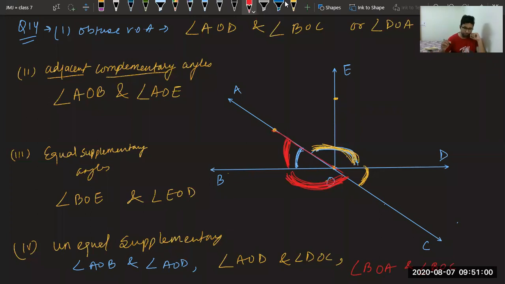Sir, angle EOD is adjacent complementary. Angle EOD? No, beta. It is not adjacent because it is a single angle. To be adjacent, you should have two angles. Angle EOD is only one angle. Okay, I hope you got this now. Let me rub this so that you can discuss the final part.